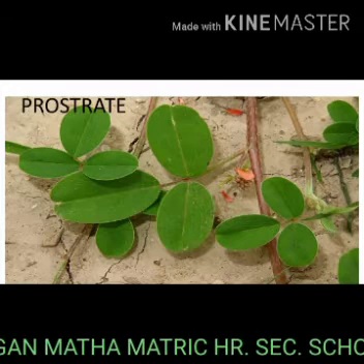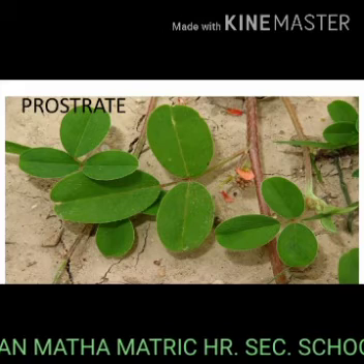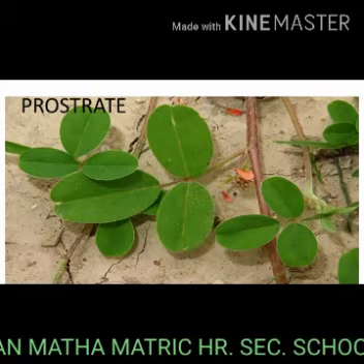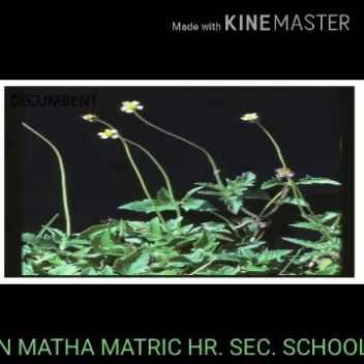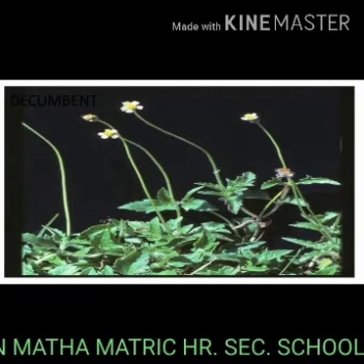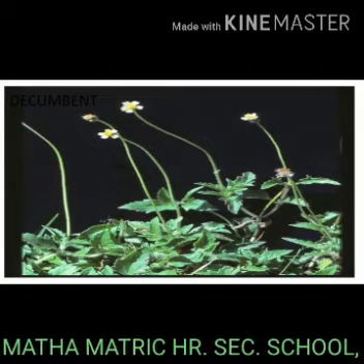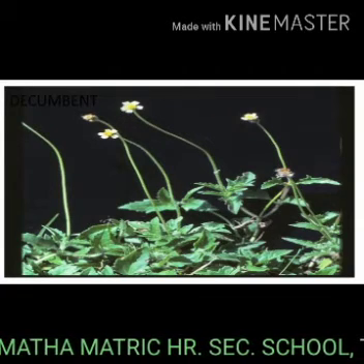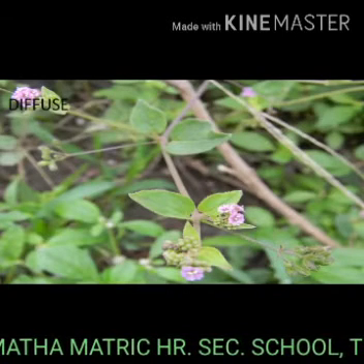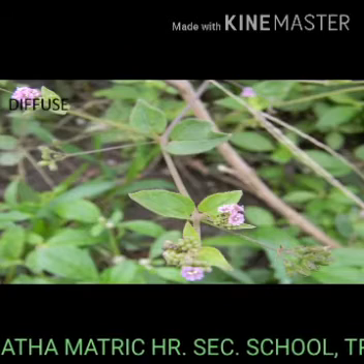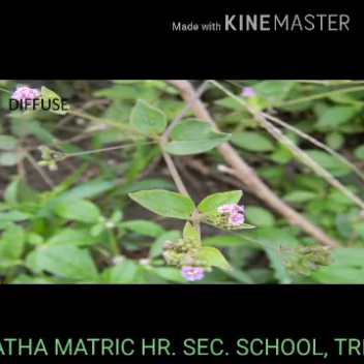Prostrate. Prostrate is otherwise called procumbent, a stem that grows flat on the ground. Example, Indigofera prostrata. Decumbent, a stem that grows flat but becomes erect during the reproductive stage. Example, Tridax. Diffuse, a trailing stem with spreading branches. Example, Boerhavia diffusa.